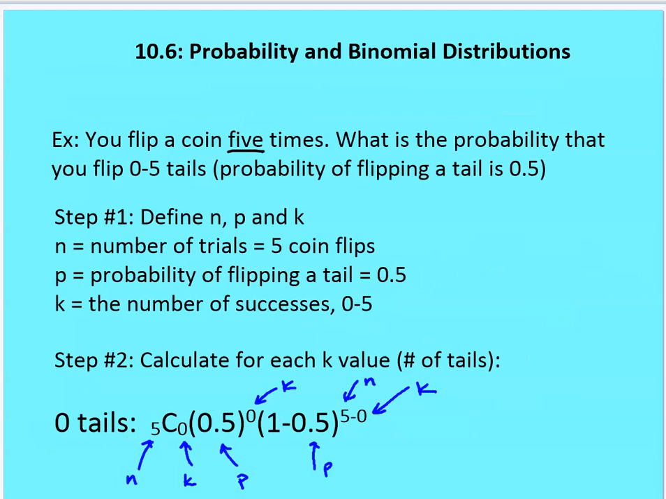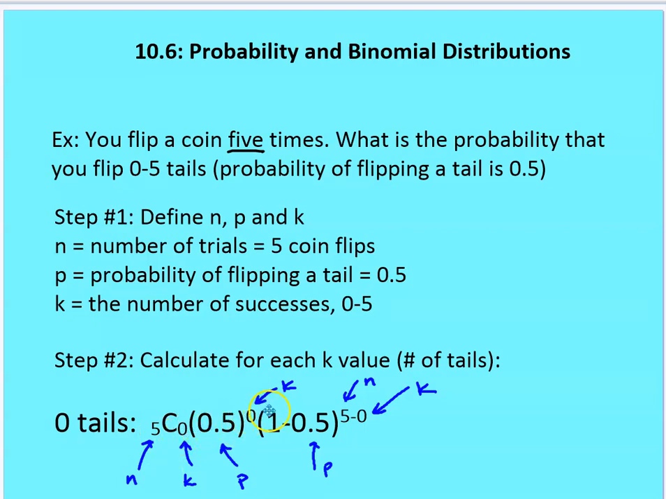All right, so let's take another example. You flip a coin 5 times. What is the probability that you flip 0 through 5 tails? Probability of flipping a tail is 0.5. So we're going to go through this for all of them. So we're going to calculate each k value, 0 tails. I have 5 n 0 successes.